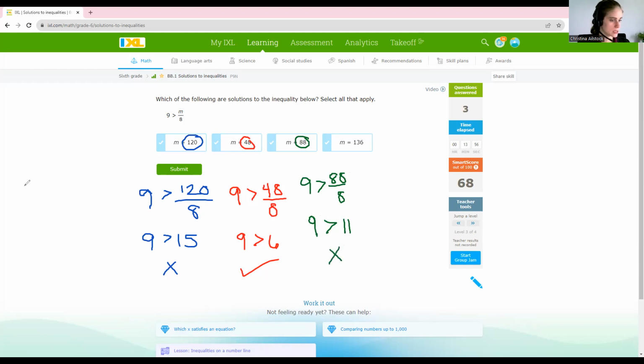Last but not least, m is equal to 136. So 9 is greater than 136 divided by 8. When I put that in my calculator, I have 9 is greater than 17, and that is not true. So only one of these is a solution to the inequality.